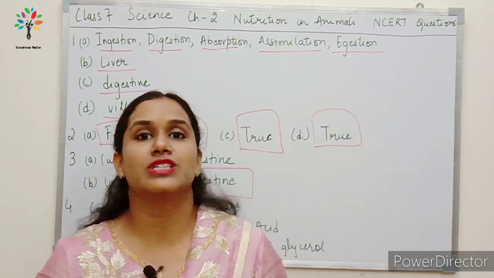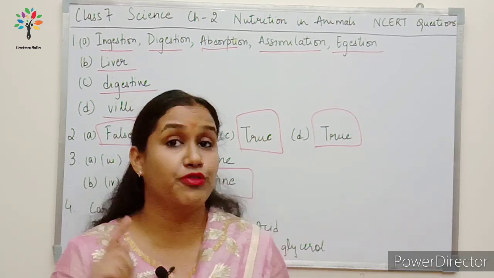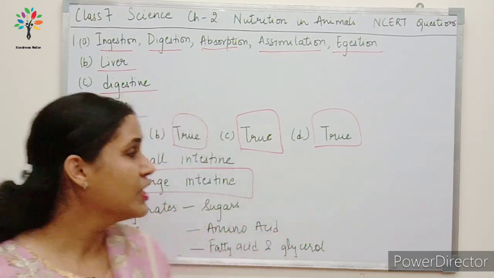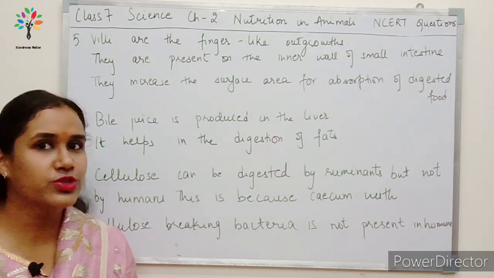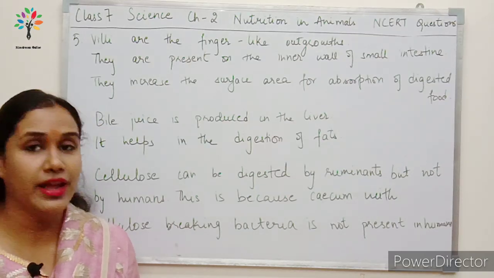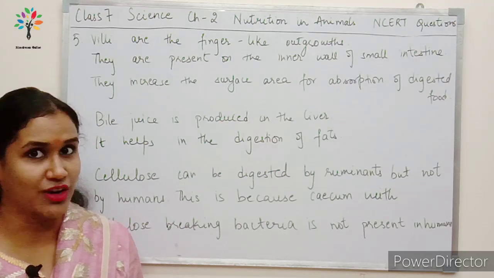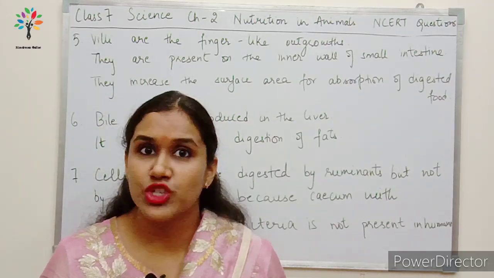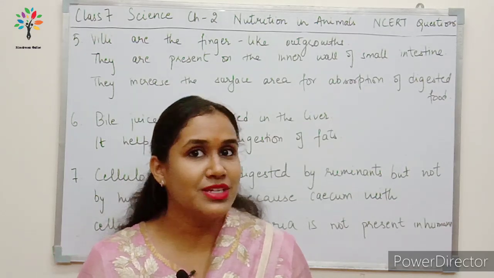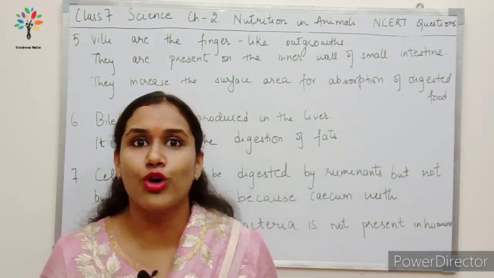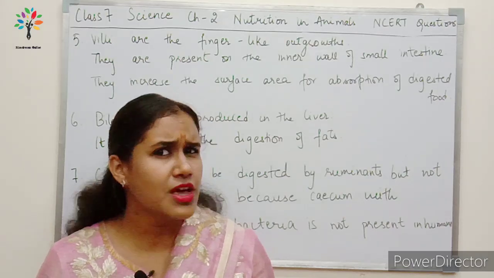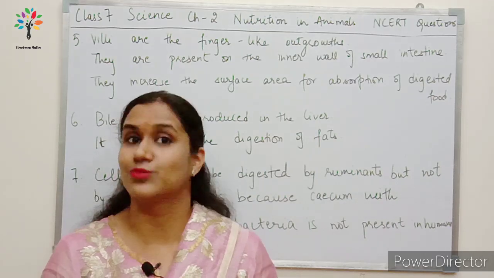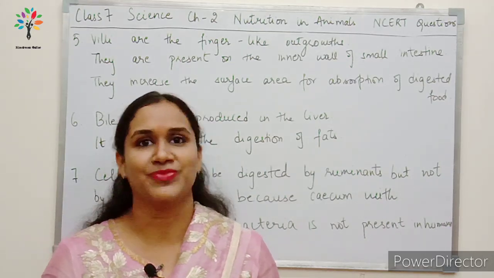The proteins are broken down into amino acids, and the fats are broken down into glycerol and fatty acids. Fine. So moving on, the next question is, what are villi and what is their location and function? So as we have already discussed this, villi are the finger-like projections, and where are they located? They are located on the inner wall of the small intestine. And what is their function? Their function is to increase the surface area for the absorption of digested food, right?